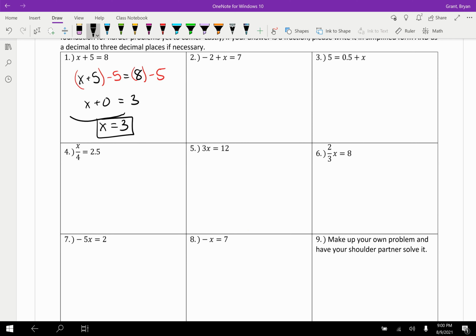We should probably back substitute to make sure we're right. If you substitute 3 in for x, is 3 plus 5 equal to 8? Hopefully you can see that yes, 3 plus 5 is 8.